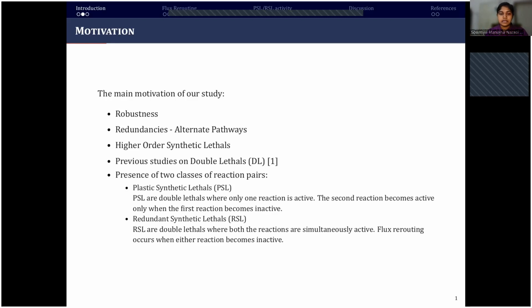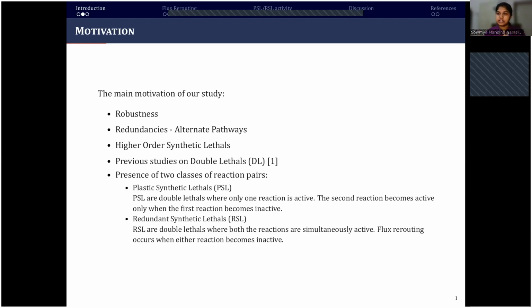And in particular, in the study, we focus more on double lethals, synthetic double lethals, and they'll be referred to as DLs for the rest of the talk. There are certain previous studies which also looked at synthetic double lethals, and what they did was they classified these DL pairs into two categories, that is the PSL and RSL, classic synthetic lethals and redundant synthetic lethals. These two classes vary on just one point, that is the selective activity of the reactions that comprise a double lethal.